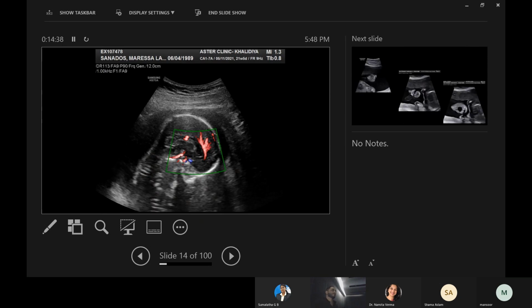Now I have put in some of the images as practice images only. All the images which I am showing are not mandatory. Mandatory are only those which are listed in the guidelines. Okay. So this is a corpus callosum with pericallosal artery.